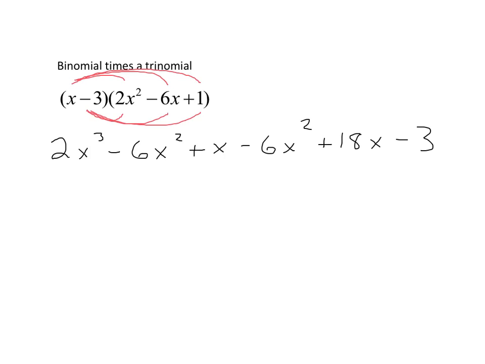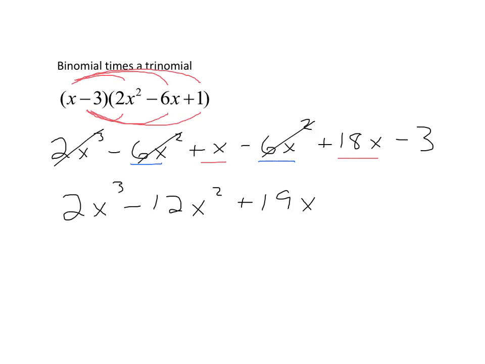So now I'll combine like terms. There's only one x cubed term, so 2x cubed. For x squareds, I have two of them. I have this negative 6x squared and another negative 6x squared, which will combine to give negative 12x squared. And why don't I cross out the ones I've done just to help make this less confusing? So I've done that one. I've done the two squared ones. And then for x's, I have a positive x and a positive 18x. Those combine to give 19x. And then all that's left is the minus 3.